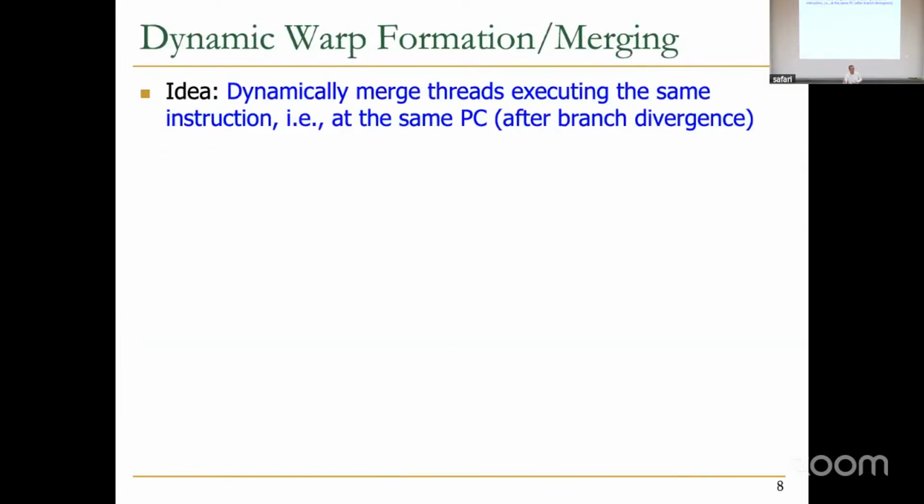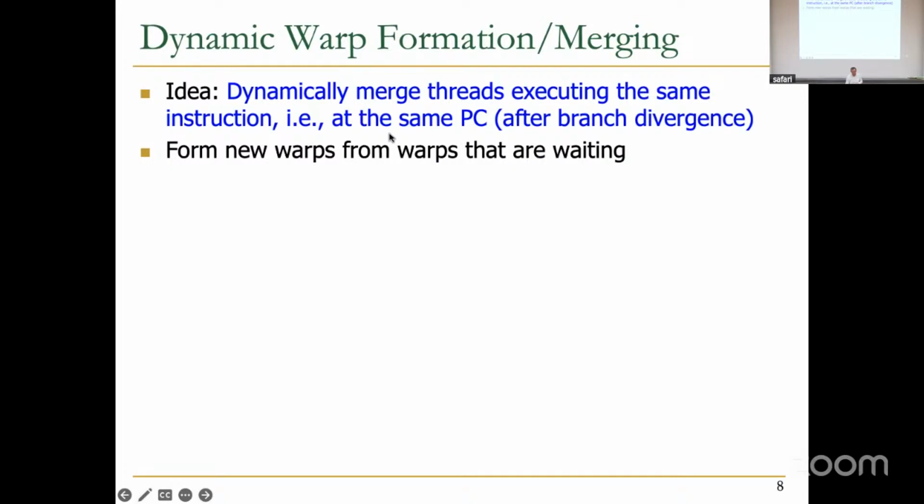So basically, people have also figured out that you could do this dynamically among a pool of many threads. You can dynamically merge threads executing the same instruction, in other words, at the same PC after branch divergence. You can form new warps from warps that are waiting. Because as I said yesterday, you don't just have warps that are executing inside the pipeline, you also have a pool of warps that are waiting, that are put on the GPU, that have registers allocated on the GPU, and they can be scheduled.